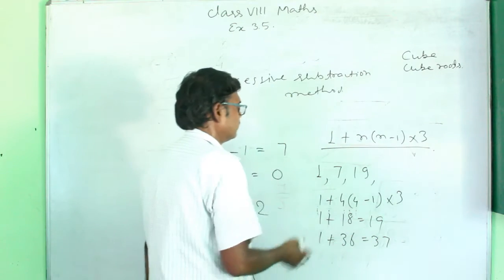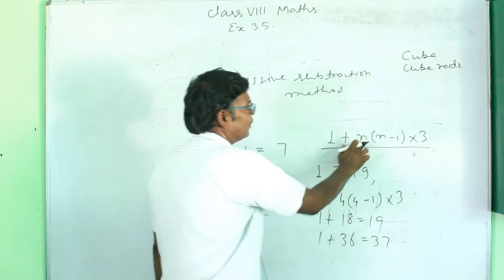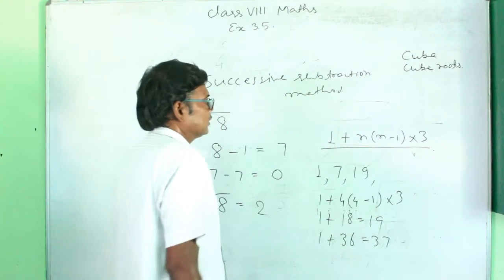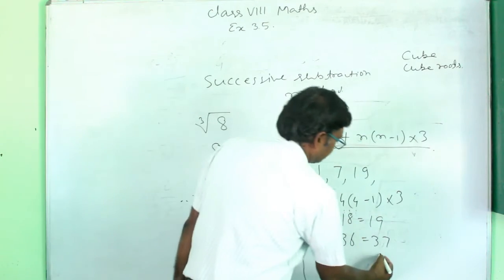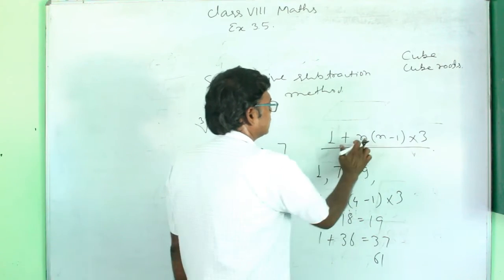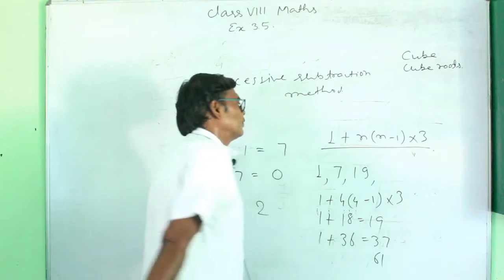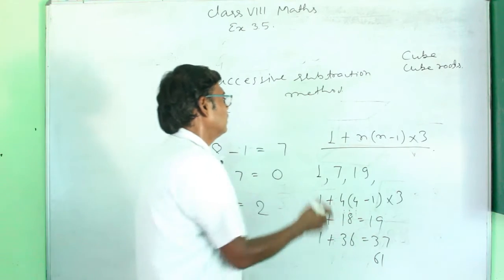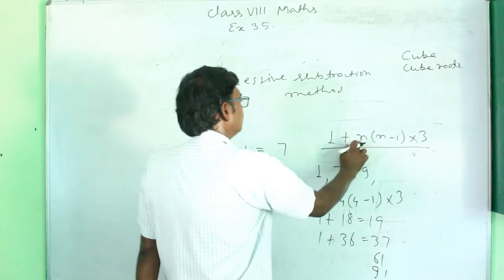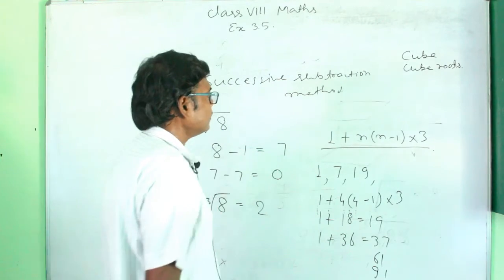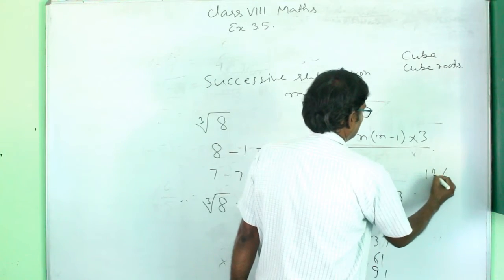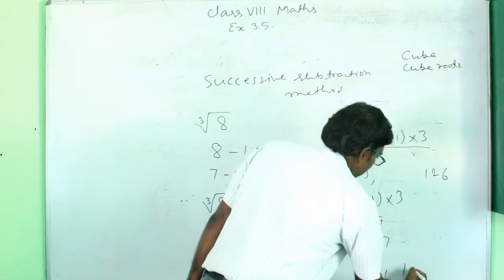Then what is the next number? Now put 5. When you put 5, that will be 5 into 4 into 3. 5 fours are 20, 20 threes are 60, and plus 1 is 61. So the next number will be 61. Then put 6: 6 fives are 30, 30 threes are 90, and plus 1 is 91. Then for 7: 7 sixes are 42, 42 threes are 126, plus 1 is 127.